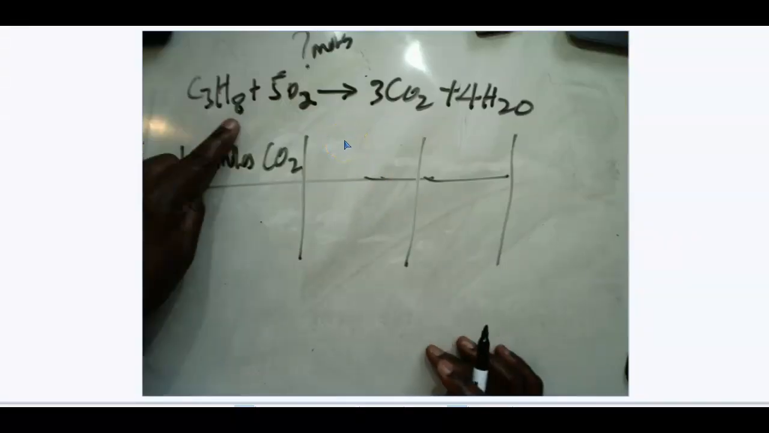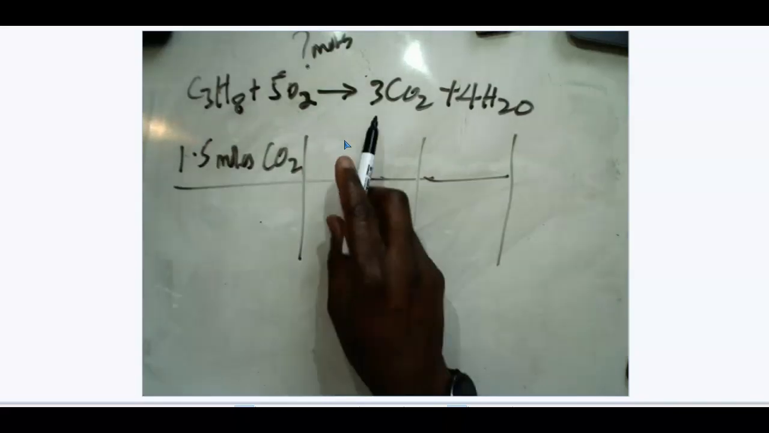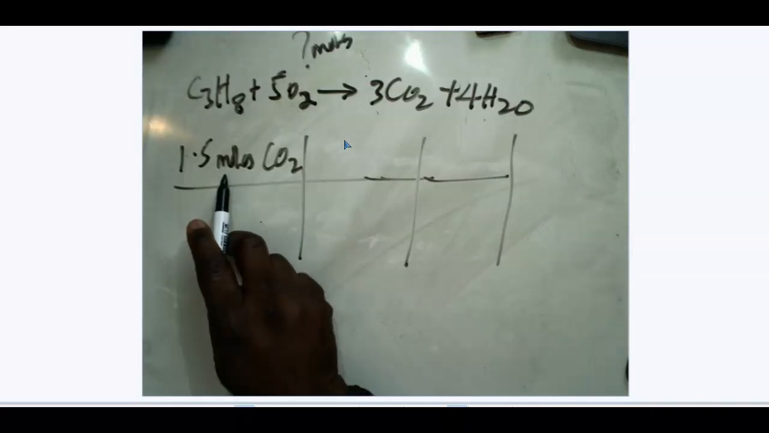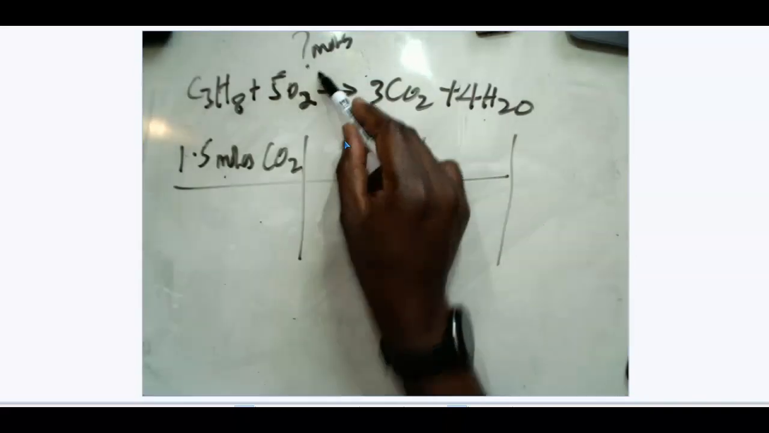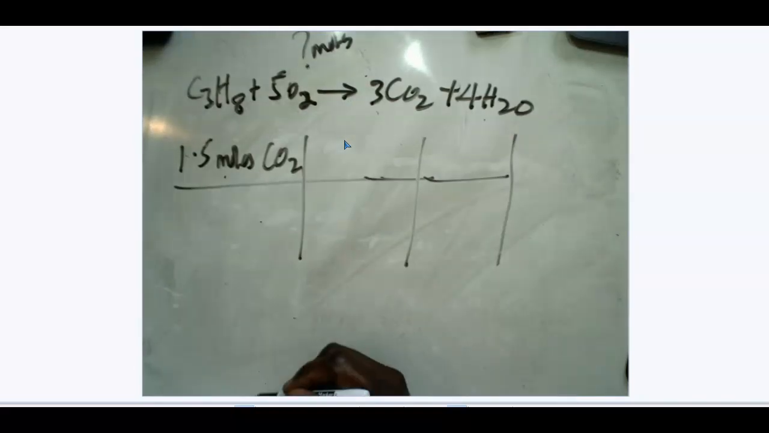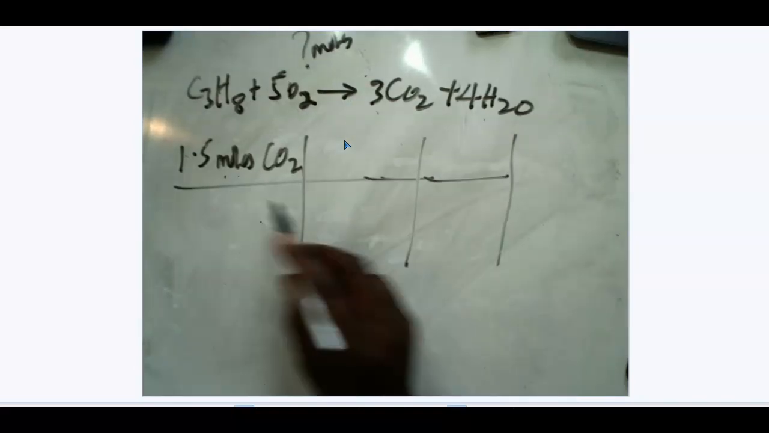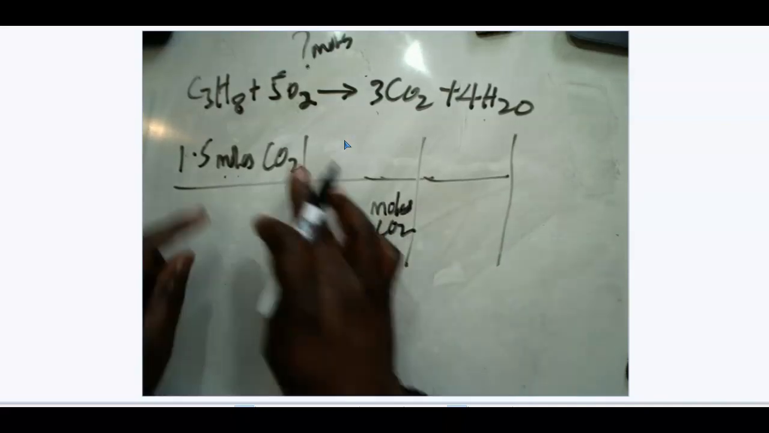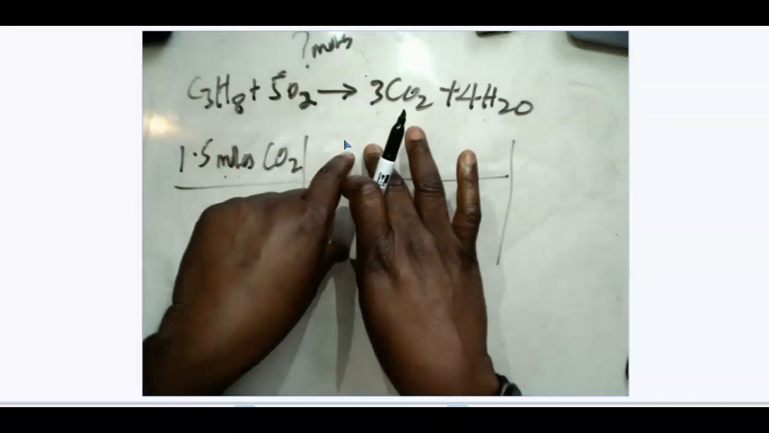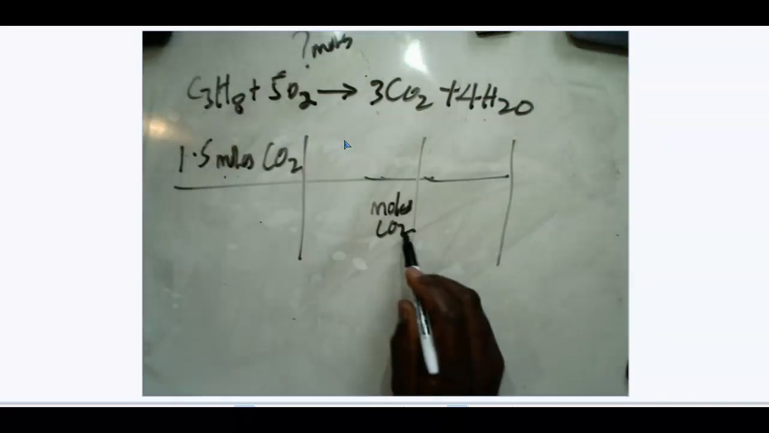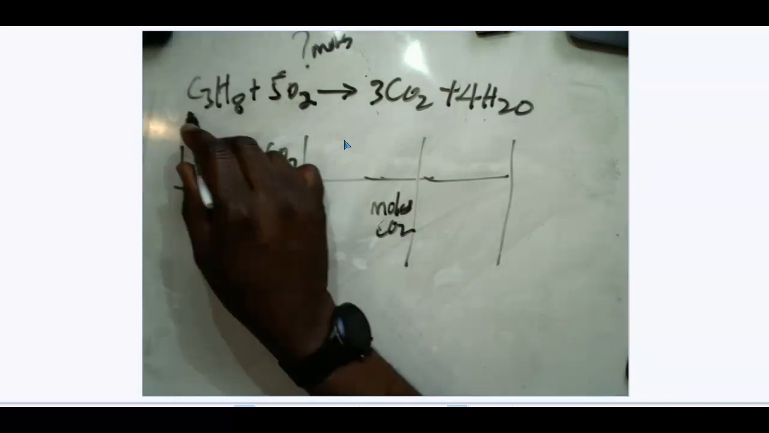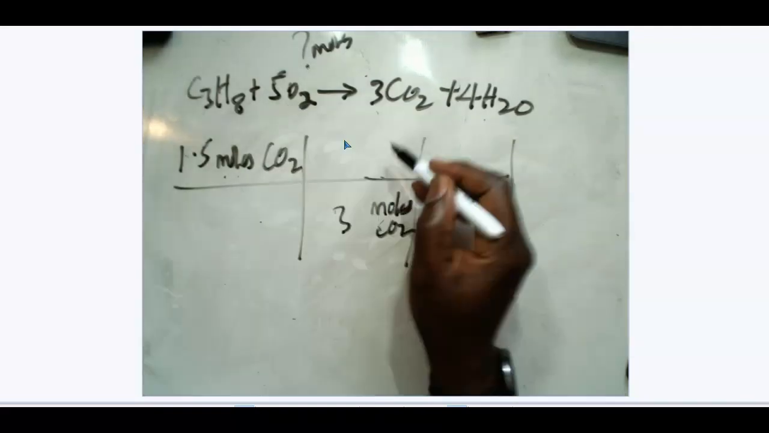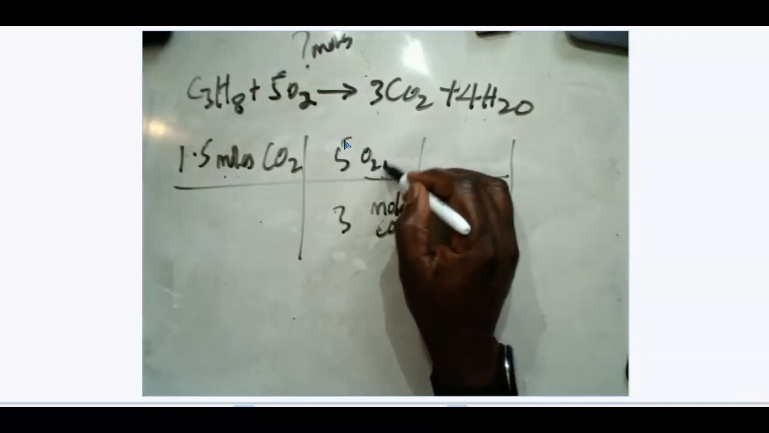You have C3H8 plus 5O2 to give you 3CO2 plus 4 water molecules. You are given 1.5 moles of carbon dioxide. You want to know how many moles of oxygen you need to produce that. So remember the process. Moles of oxygen on top, moles of CO2 at the bottom here. Because you have a balanced equation, this will be your mole ratio. The mole ratio of CO2 in the equation is 3. The mole ratio of what we are looking for, oxygen, is 5.